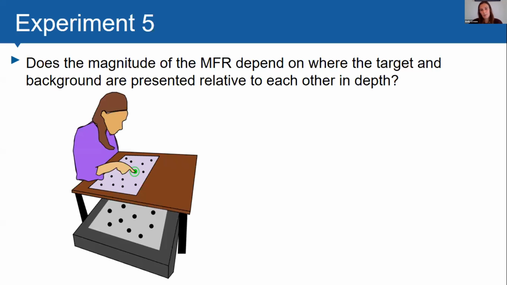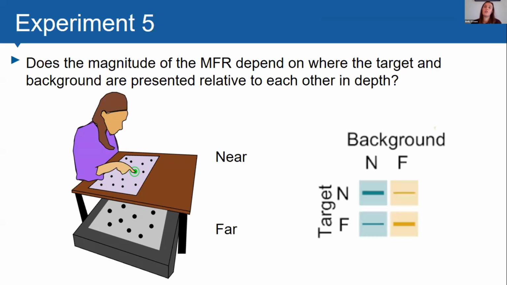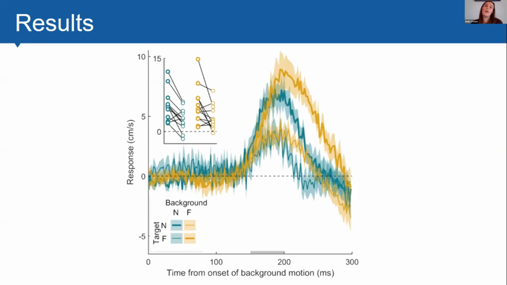So if we take our setup, we say we have the near screen and the far screen, and in this experiment, only background dots on one of those screens would move. The target on some trials was presented on the same screen as where the background motion occurred, and at some trials was presented on the opposite screen to where the background motion occurred, such that we have a 2x2 design like this. We were interested in whether these kind of manipulations changed the magnitude of the manual following response. And what we can see here is it clearly does.